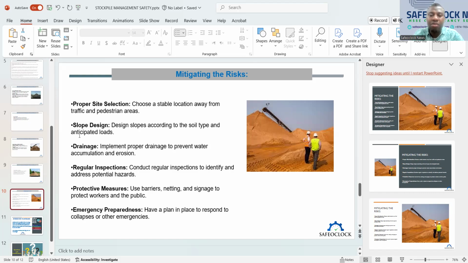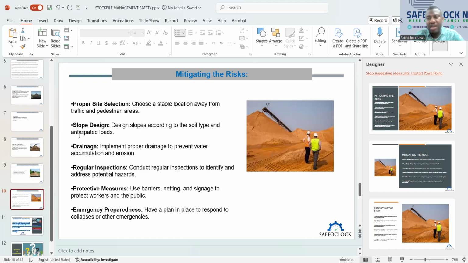So that is why proper drainage is advised around the stockpile area to reduce the chances of water getting into the materials and making it loose. Okay, then regular inspection is very important.